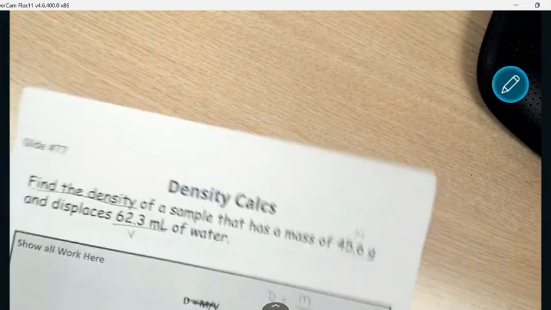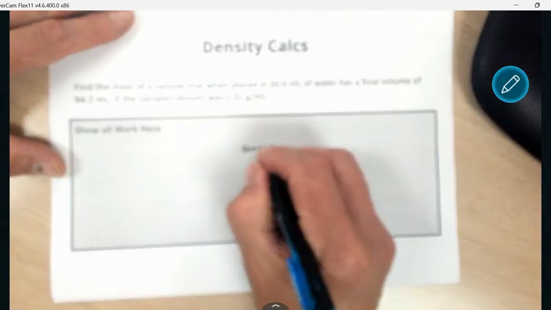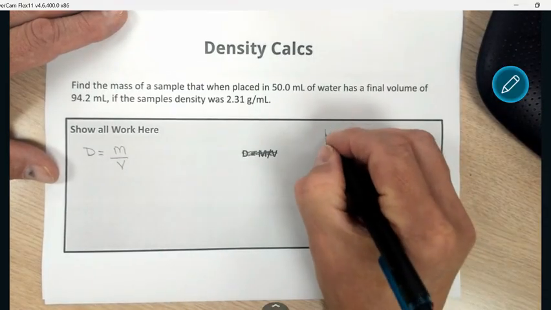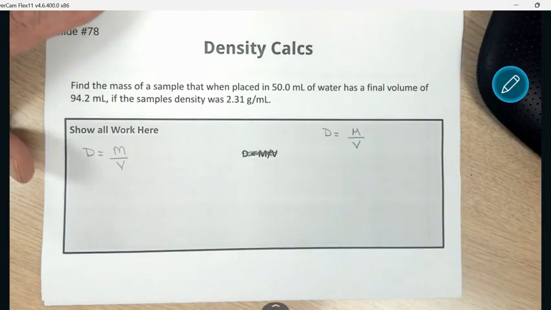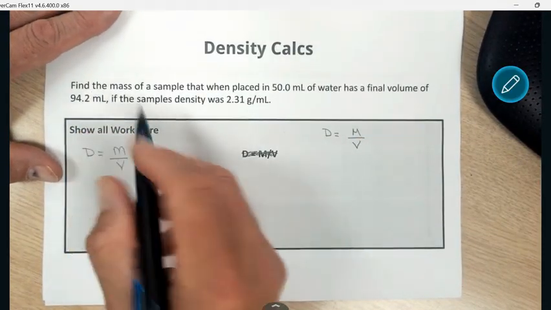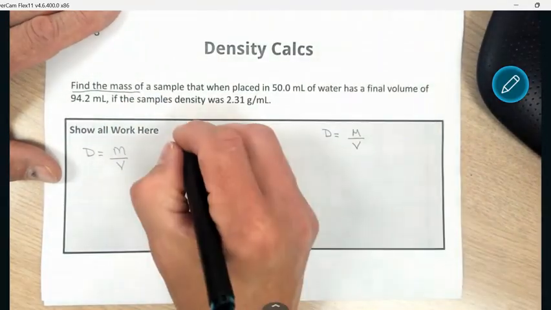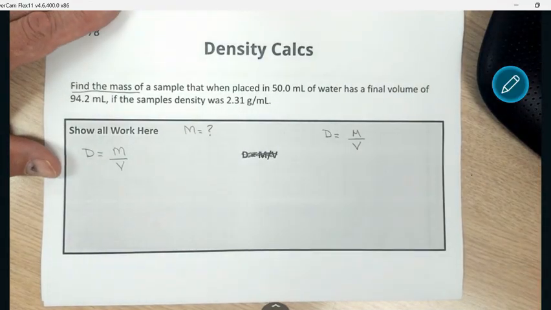Okay, let's move on to slide 78. Again, I'm going to get rid of this formula here. Okay, and I'm going to rewrite it. Density is equal to mass divided by volume. I'm going to rewrite it over here as well because I'm going to work this problem two ways in just a second. Find the mass of a sample. So I know I'm solving for mass. That is ultimately what I'm going to try to find.